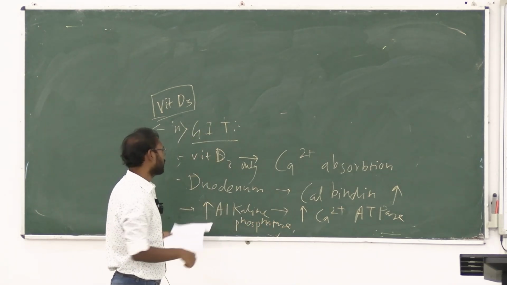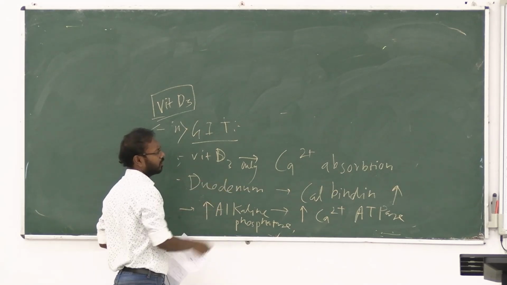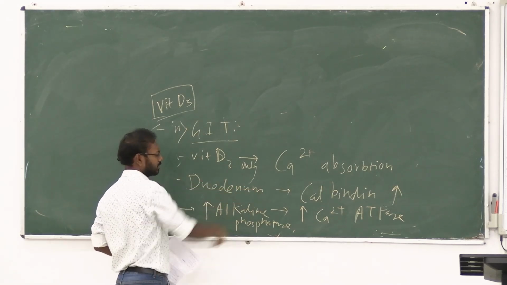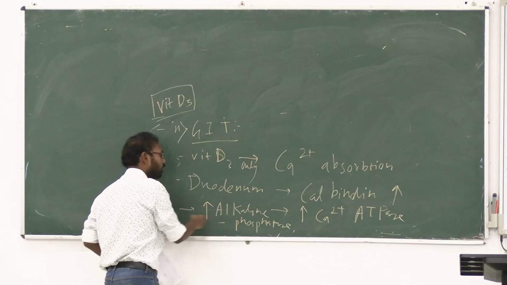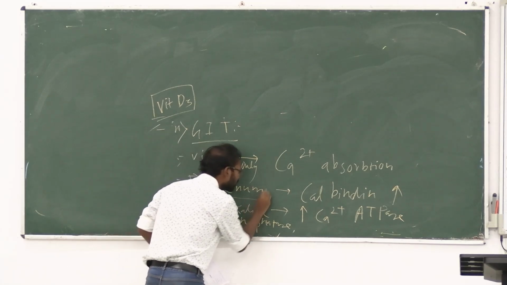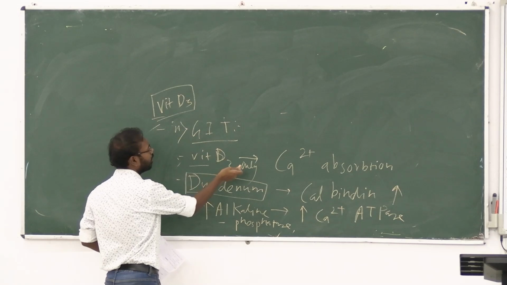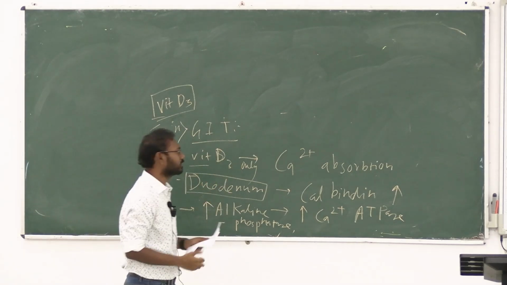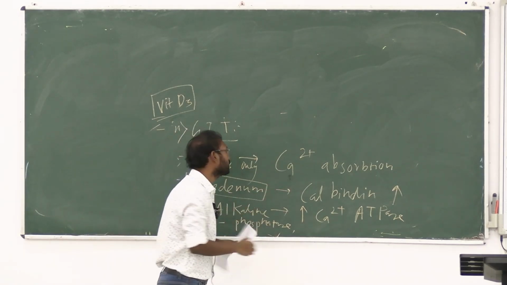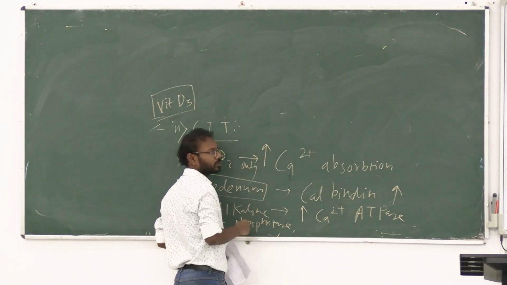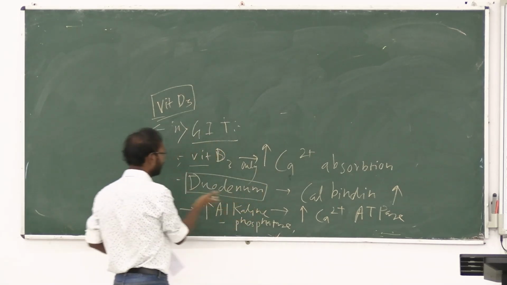Okay. So increasing cal binding by increasing calcium ATPase and also increasing alkaline phosphatase. Vitamin D3 is the only factor which helps calcium absorption, or increases calcium absorption. Okay, nothing much, very easy.